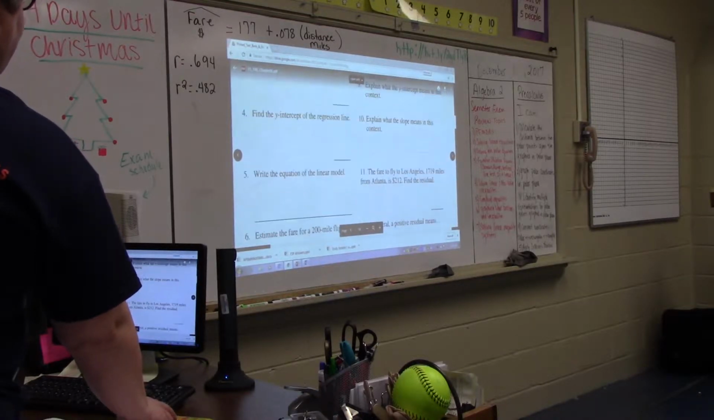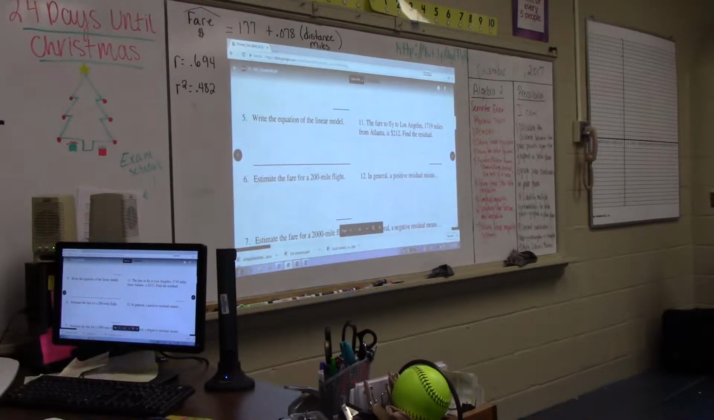All right. Now 5 is where you would actually write the equation of the linear model, which is the equation we have written on the board up here. So we would write our equation.